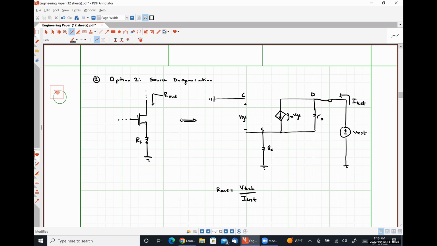So we can observe a couple of things. The first is that all of our current I test flows through the resistance RS, right? Our current I test that's leaving the positive polarity terminal of our test voltage source is going to split. Some portion of it will flow through our dependent source. Some portion of it will flow through our resistance R naught. Then it will combine at our source node. And then its only path to ground is down through the resistor RS. So all of the current that's leaving the test voltage source flows through that resistor RS. Another thing that we can observe is that our voltage VGS is simply the voltage drop over our resistor RS, positive polarity at the ground node.